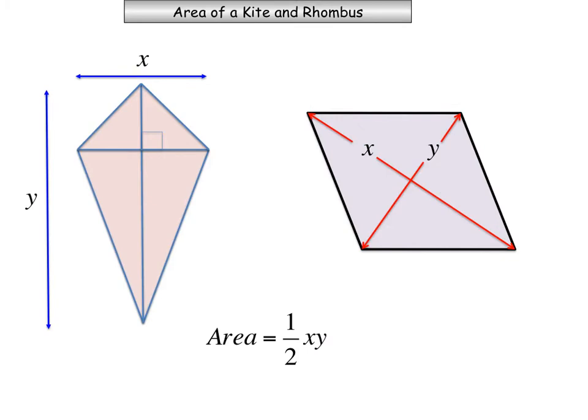Now I'll give you the formula and then we'll develop how we get that. So the area of the kite or the rhombus is a half multiplied by the product of the diagonals. I'll say that again. The area of the kite or the rhombus is a half multiplied by x multiplied by y.